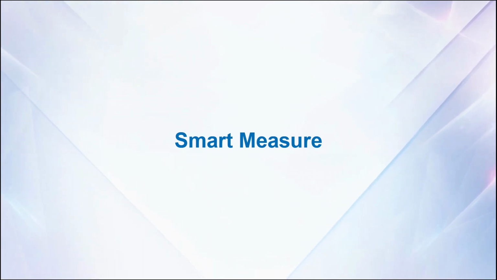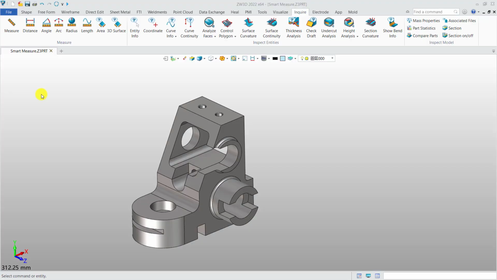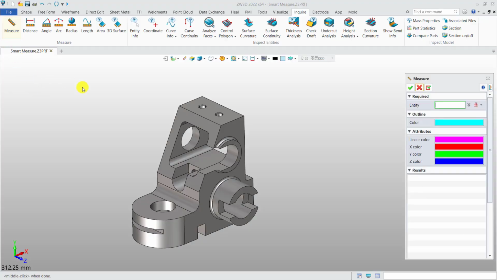Smart measure. Smart measure can get various measurement results based on the type of selected objects. When a point is picked, the coordinate information will be displayed.